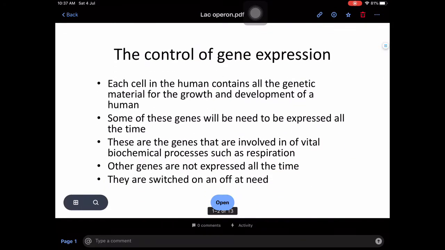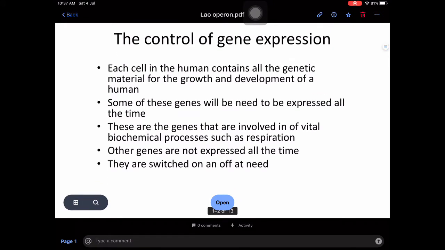Lac operon is actually concerned with the control of gene expression. We have a number of genes present in our cells, and these genes code for proteins. Some of the proteins are constantly required by our body, like those for biochemical processes such as respiration, and these proteins will be produced by these genes all the time.